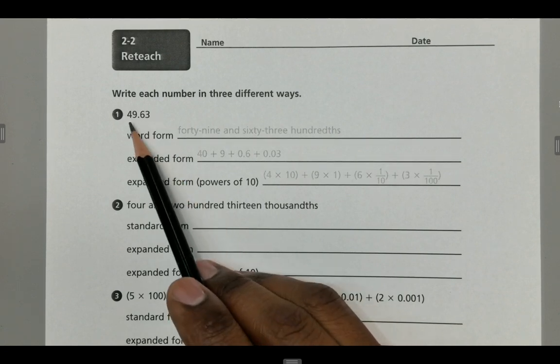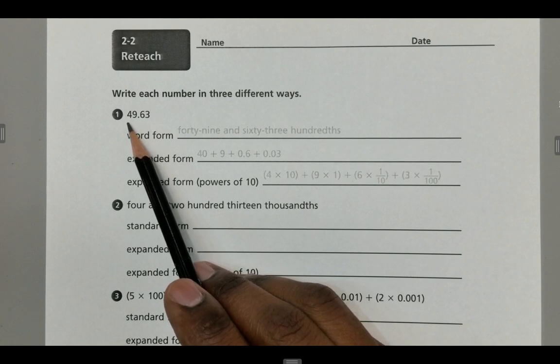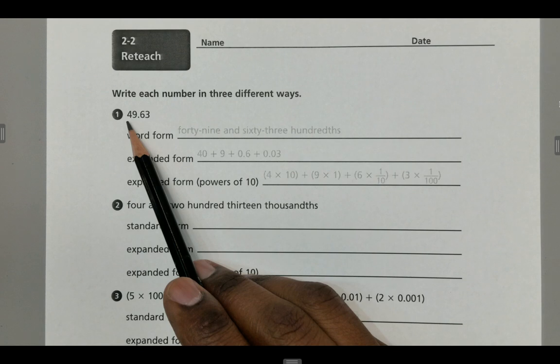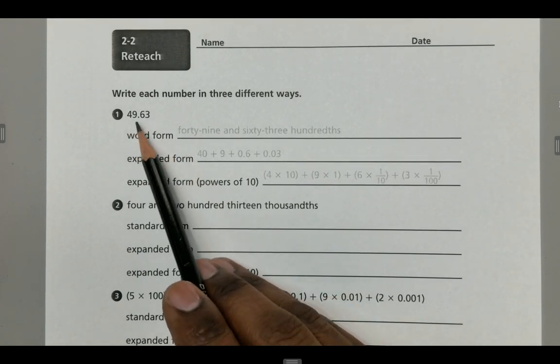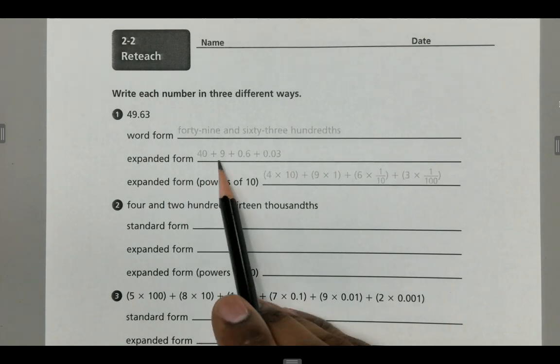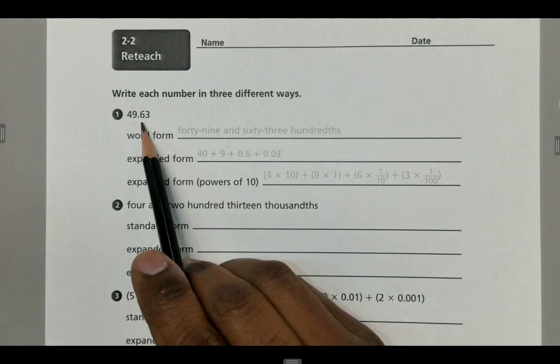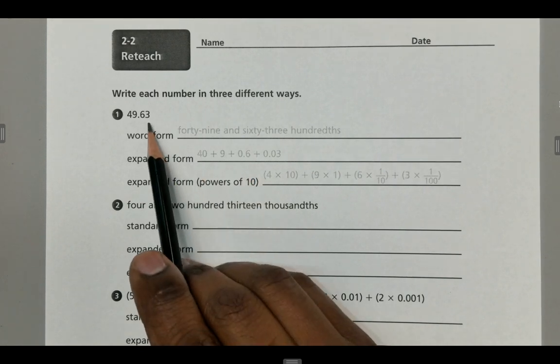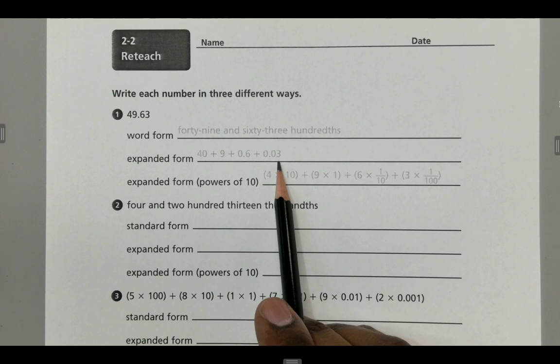In other words, if you were to zoom in on the 4, you know that the 4 occupies the tens place value. Therefore, the value of the 4 in the tens place value is 40. The value of the 9 in the ones place value is plain old 9. The value of the 6 in the tenths place value is 6/10. The value of the 3 in the hundredths place value is 3/100.